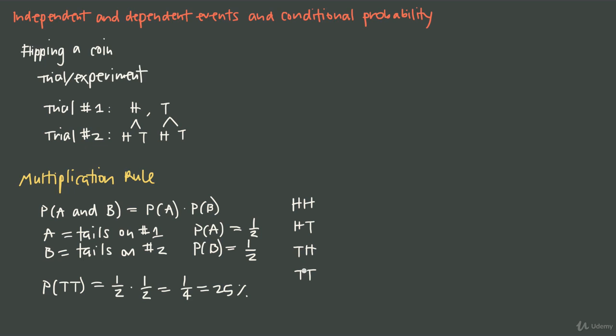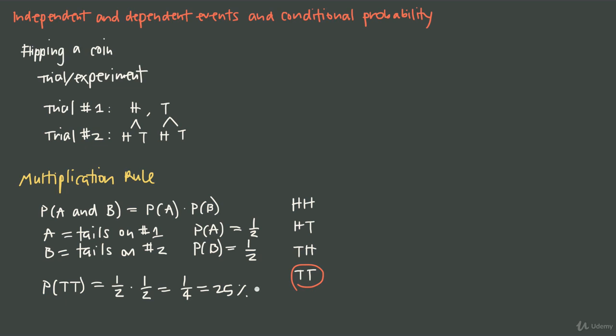And we wanted to know what's the probability of getting tails and tails? Well, there's 4 possible outcomes and only 1 that meets the criteria we're interested in. So the probability is 1 out of 4, or 25%. That's all the multiplication rule is telling us. It's giving us the probability that multiple independent events happen on consecutive trials.